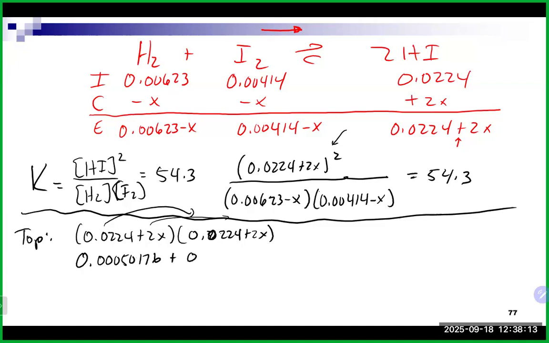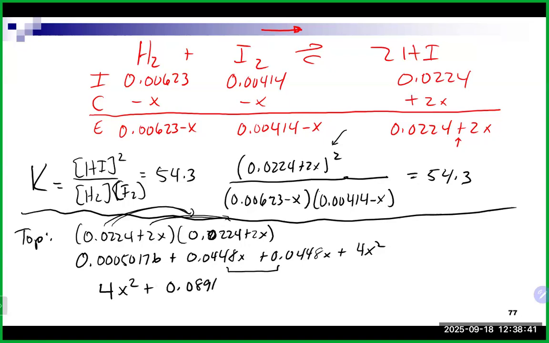0.00050176 plus 0.0448x plus 0.0448x plus a 4x squared as you go in and out on both of those. If you do the math in and out there, we get those terms. Combining the middle terms, for the top we get 4x squared plus 0.0896x plus 0.00050176. Any questions on that so far?